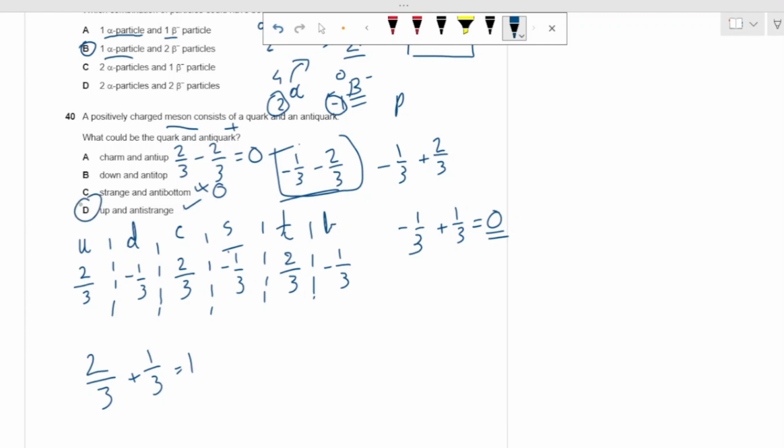Finally, we come up with option D as the correct answer because when you combine its charges, you're going to get 1. 1 is a positive charge for sure. And that is the correct answer for question number 40.